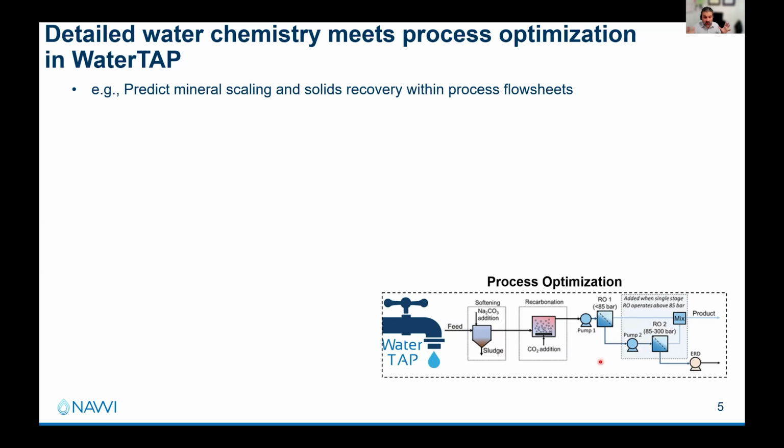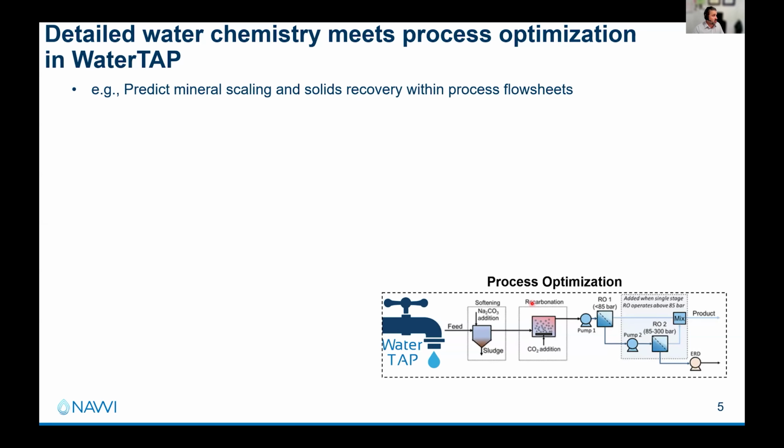At what point, at what recovery rate am I going to scale my membranes given the feed composition I'm working with, right? And so these are the types of questions we can answer with this capability. We could predict mineral scaling in our treatment process. We could just as well predict solids recovery if we like, right?